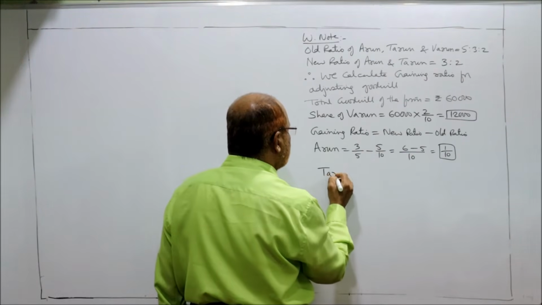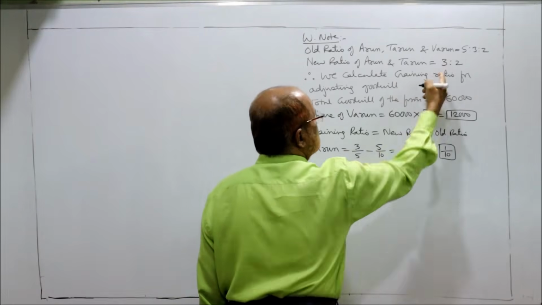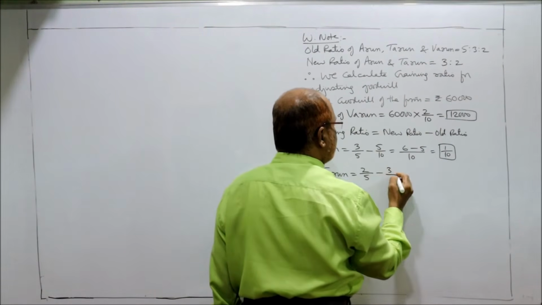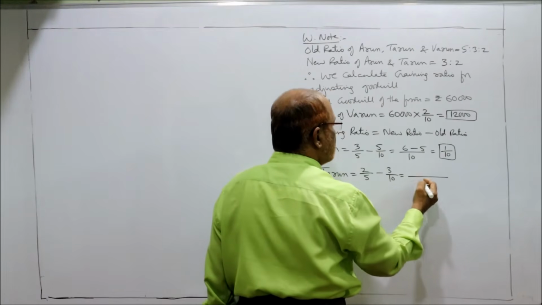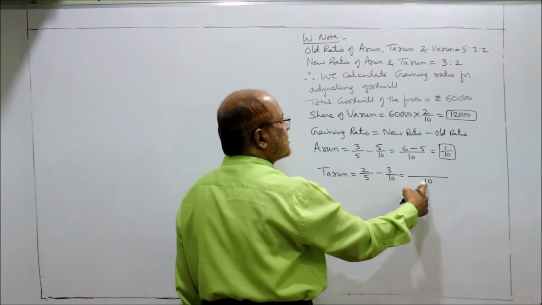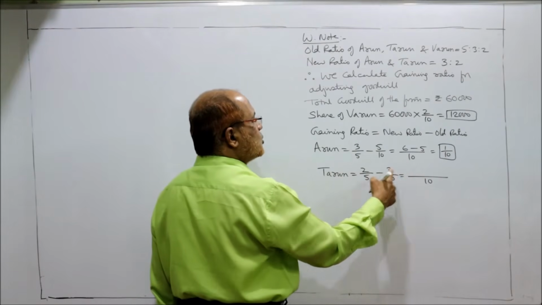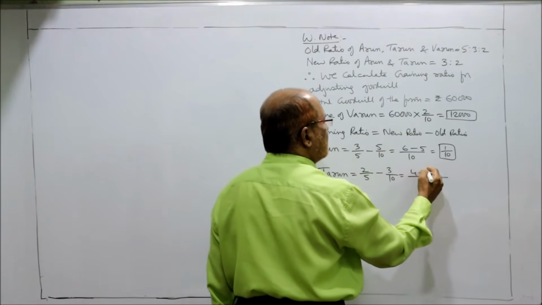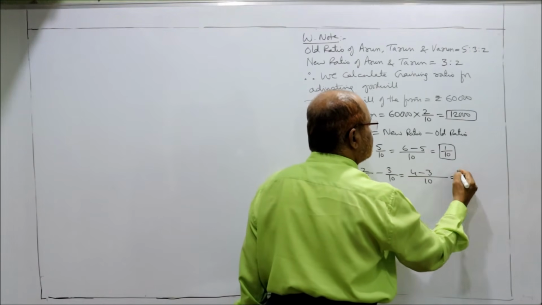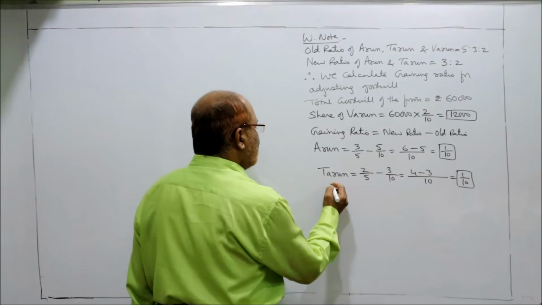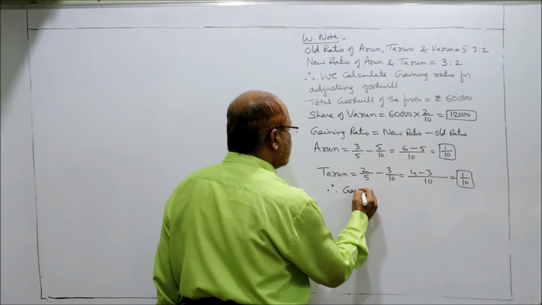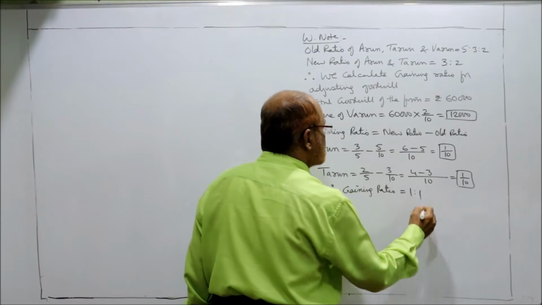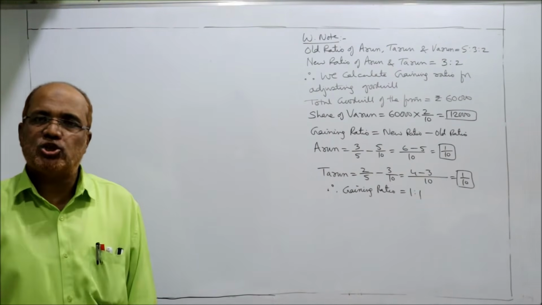Similarly, Tarun. The new ratio of Tarun is 2 by 5. Old ratio of Tarun is 3 by 10. LCM, if we take 10, 5 how many times cuts 10? 2 times. 5 2s are 10. 2 2s are 4. 10 how many times cuts 10? 1 time. 1 3 is a 3. So 1 by 10. Therefore, gaining ratio is 1 is to 1.